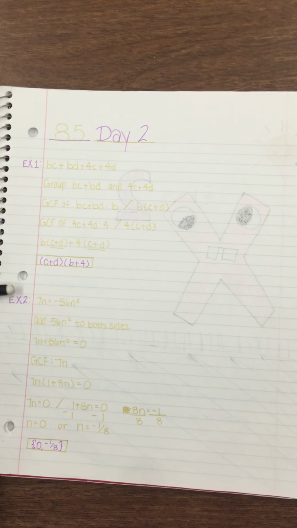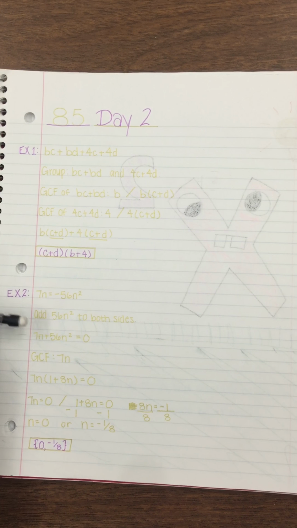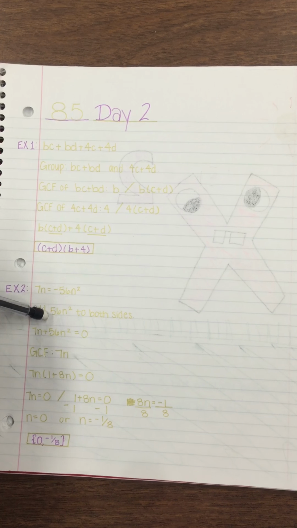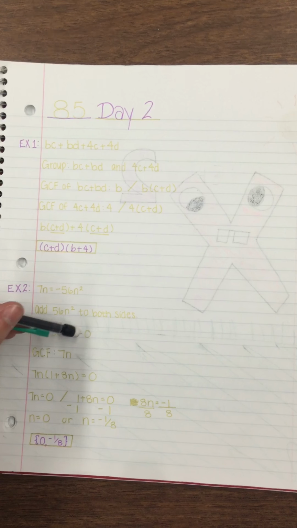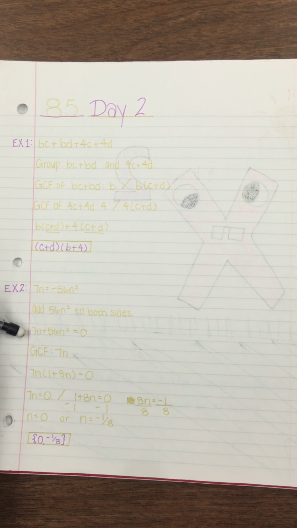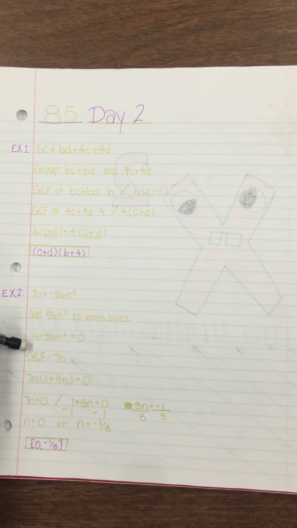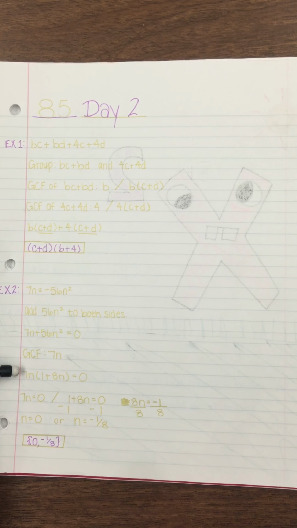Our second example is 7n equals negative 56n to the second power. You add 56n to the second to both sides, and then you get 0 because you're using the zero product property. And then the GCF is 7n because they both can be divided by 7n.